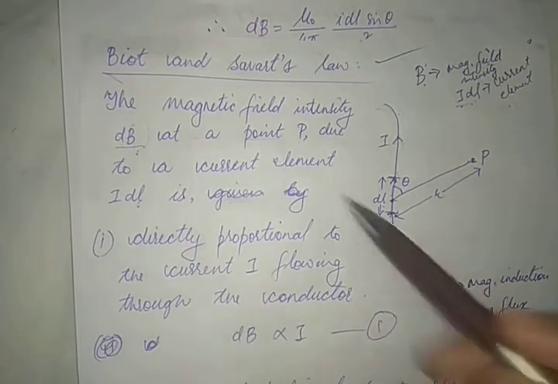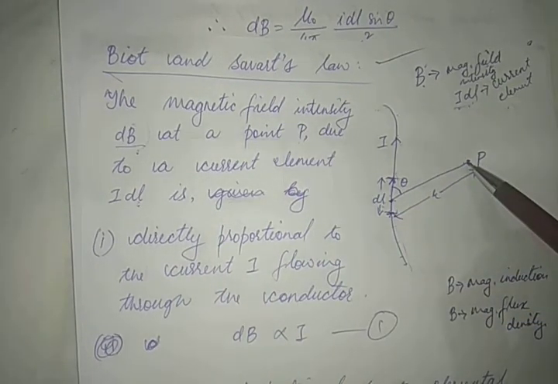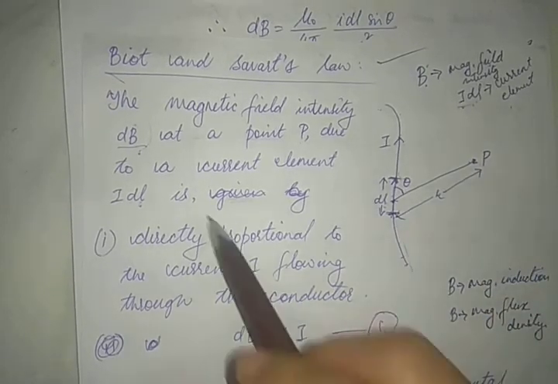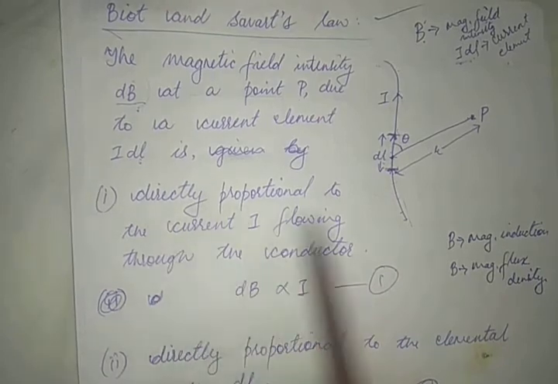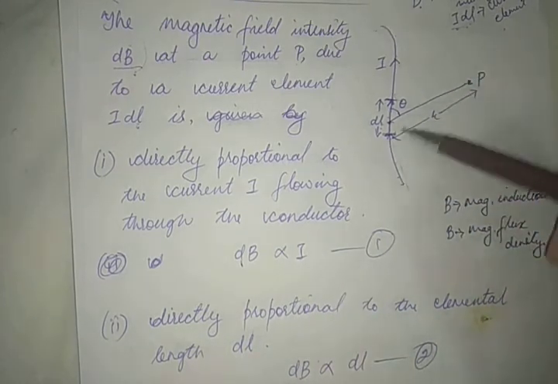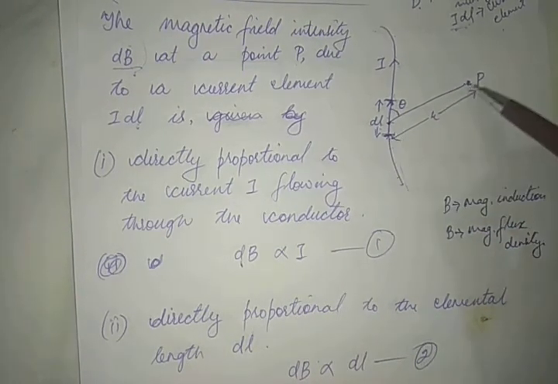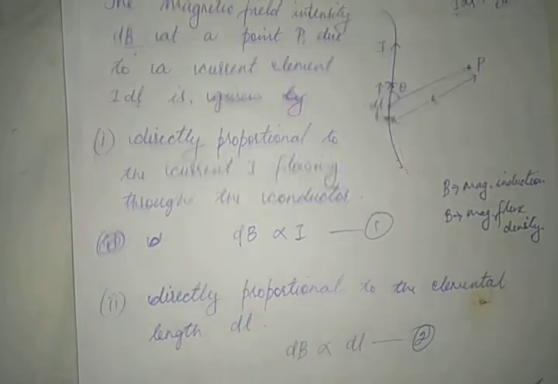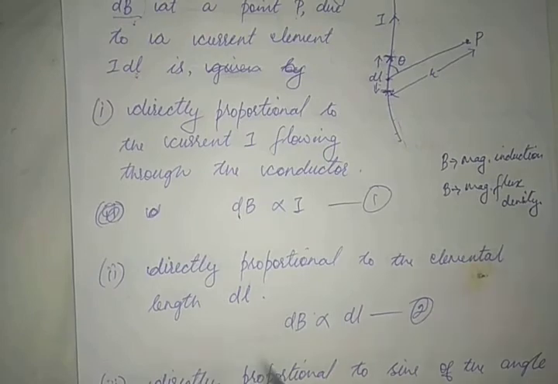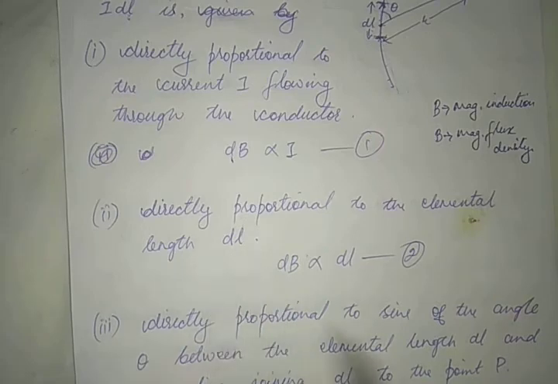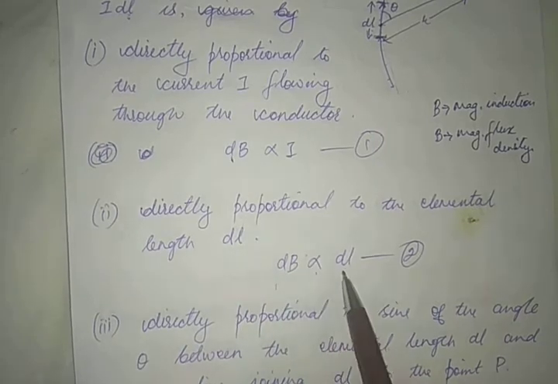So, Biot and Savart tells us the magnetic field intensity dB at point P due to this current element I dl is directly proportional to the current I flowing through the conductor. More is the current flowing through dl, more will be the magnetic field intensity. Directly proportional, you very well know what it means. Number 2, directly proportional to the elemental length dl. So dB is directly proportional to dl also.